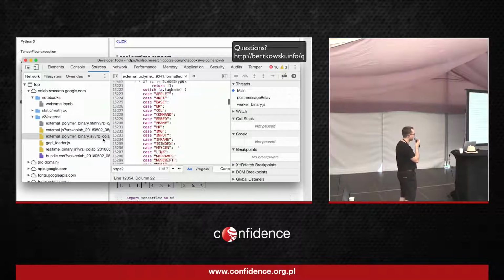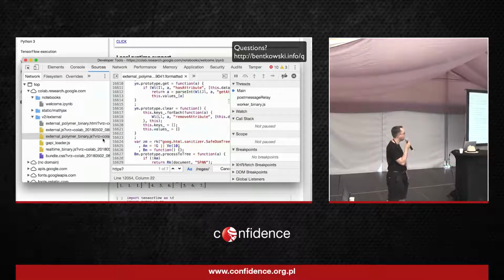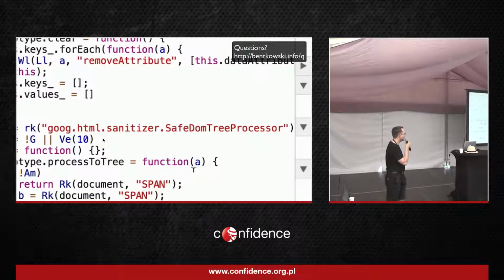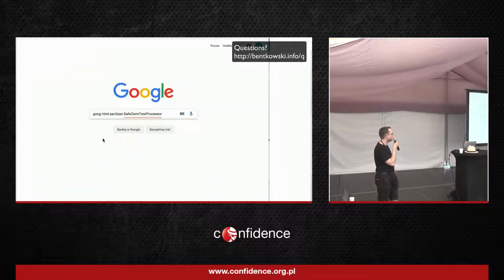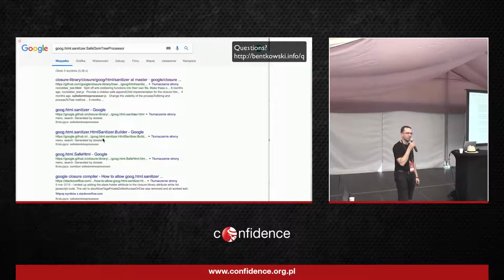And then I noticed something that caught my eye, and you can see it over here. It was goog.html.sanitizer.SafeDomTreeProcessor. So what is it? Let's try to Google it. And when I Googled it, I found out that it was actually a sanitizer used by Google's Closure library.